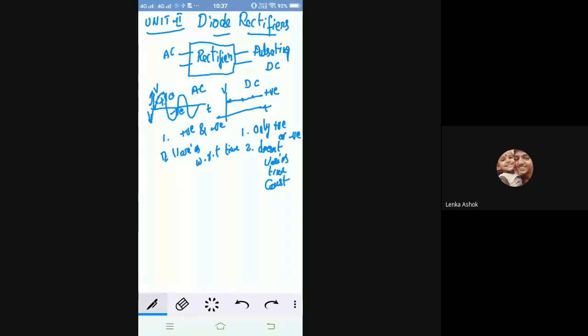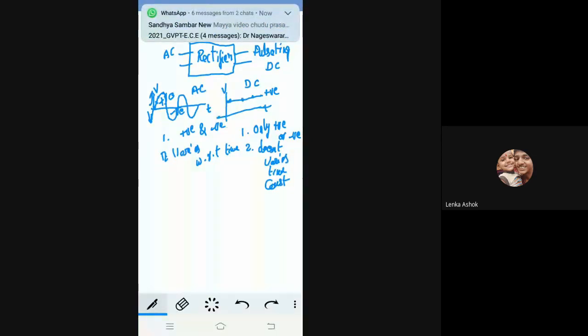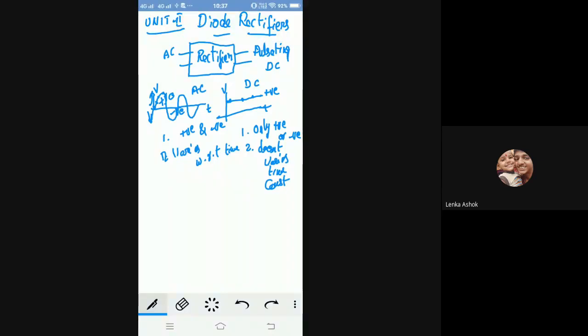AC signal is having both positive and negative values, and AC signal varies with respect to time. Means at each and every point the value of an AC signal varies. Whereas DC signal is having either positive or negative value, and DC signal is having a constant voltage. Okay, so that is the difference between AC and DC signal. So the input for our rectifier is an AC signal.